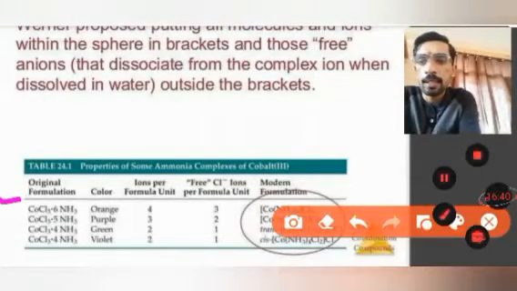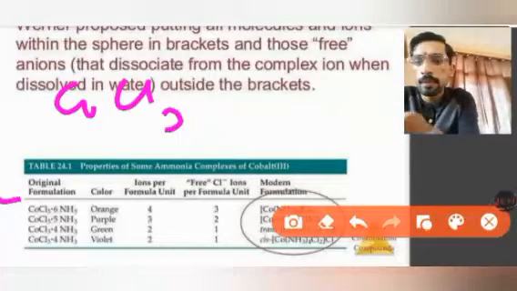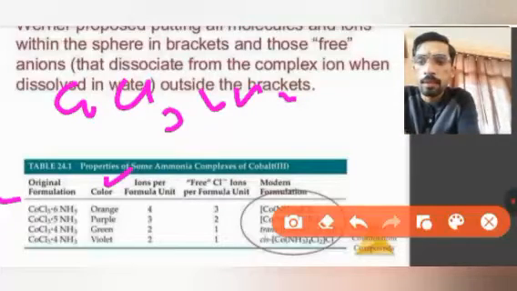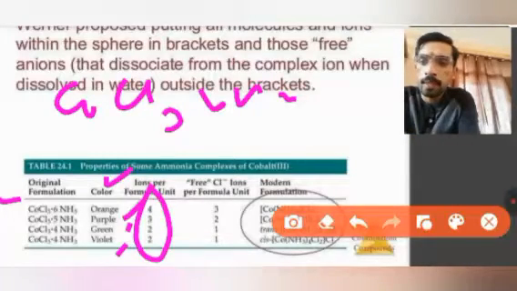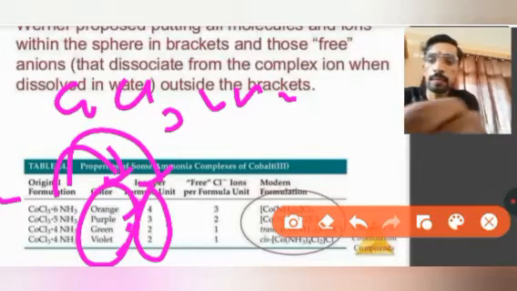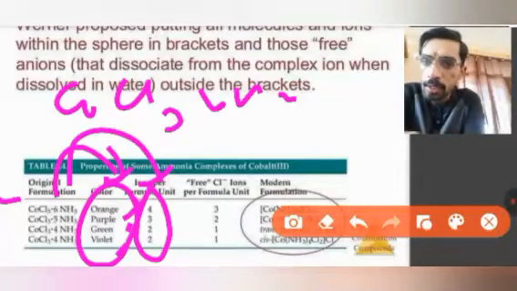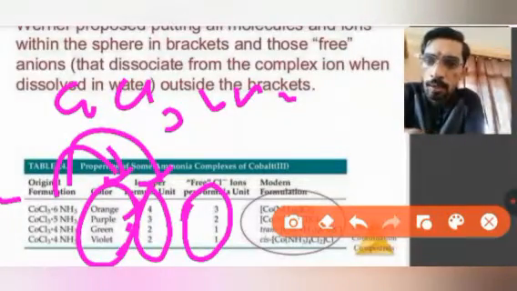Here are some examples. This is the original formula, CoCl3·6NH3, but you can see later on the color is orange, with 5 it is purple, with 4 it is green, and with 3 it is violet. It means that as the number of ammonia decreases, the color also changes. This was the first proof experiment. As the number of ammonia amines decreased, the color changed. Free chloride ions will also decrease.